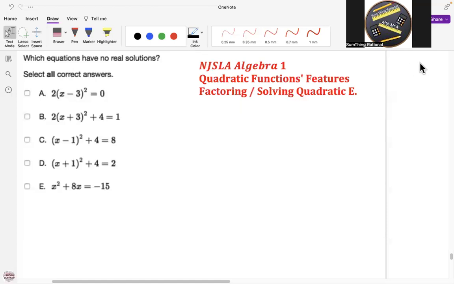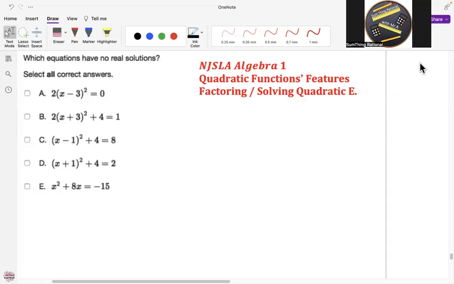So we have been solving NJSLA Algebra 1 questions from just quadratic functions, features, factoring quadratic functions and solving quadratic equations, okay? One of the interesting questions also here. So if you remember, last 2-3 videos, we have been analyzing the quadratic formula. Here, this question is a bit different.